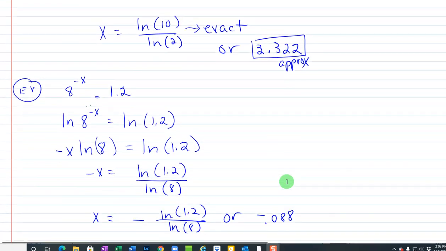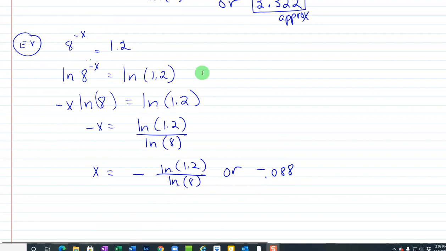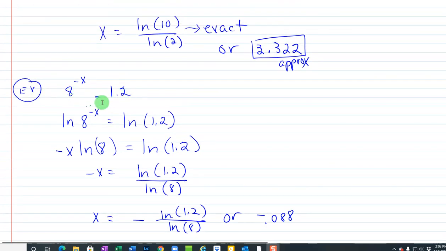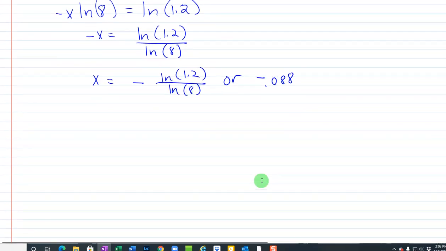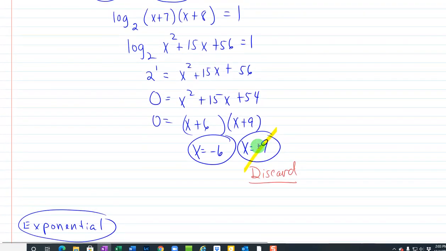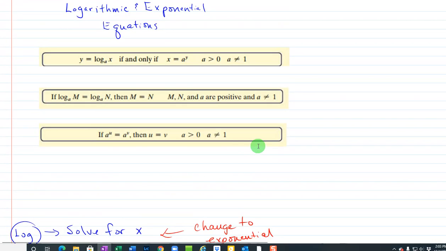All right. This one is the same. We can't make the bases be the same. So we're going to take the natural log of both sides. That negative x is going to come to the front. Then we're going to divide by the ln 8. And then we've got negative x, so I need to divide by negative 1. And that's what I get, or the decimal version. So I think that's a recap of the different kinds of problems we'll look at. And so let's go actually look at our problem.